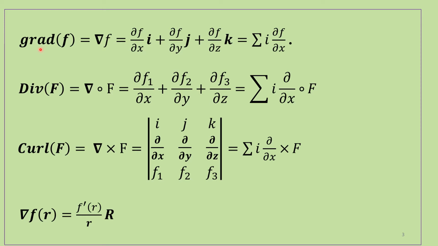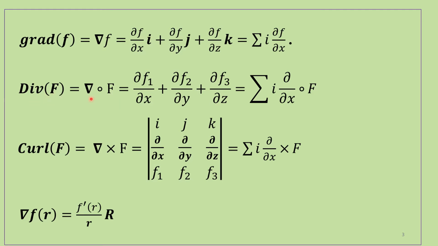The gradient of a scalar point function f is given by del f, where del, as you know, is the operator i ∂/∂x plus j ∂/∂y plus k ∂/∂z. So del f is ∂f/∂x i plus ∂f/∂y j plus ∂f/∂z k. Similarly, divergence is the dot product between the del operator and the vector point function f.